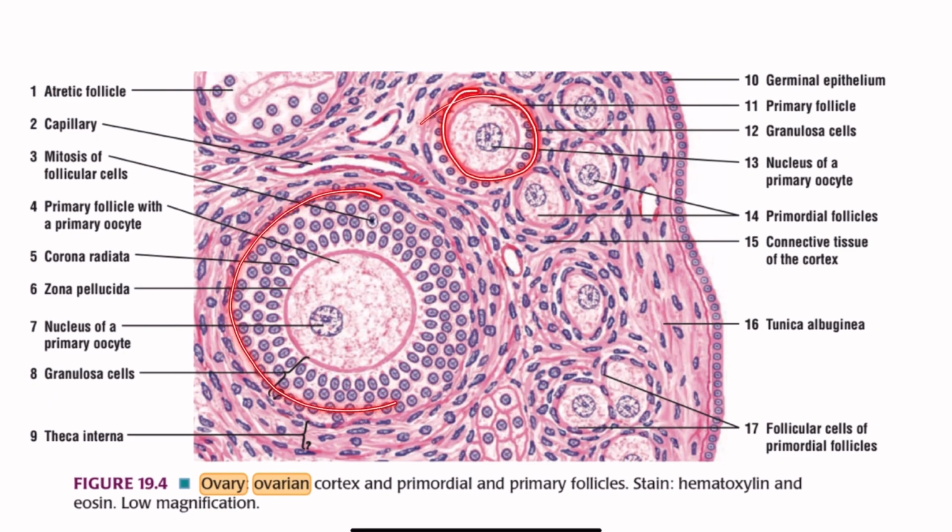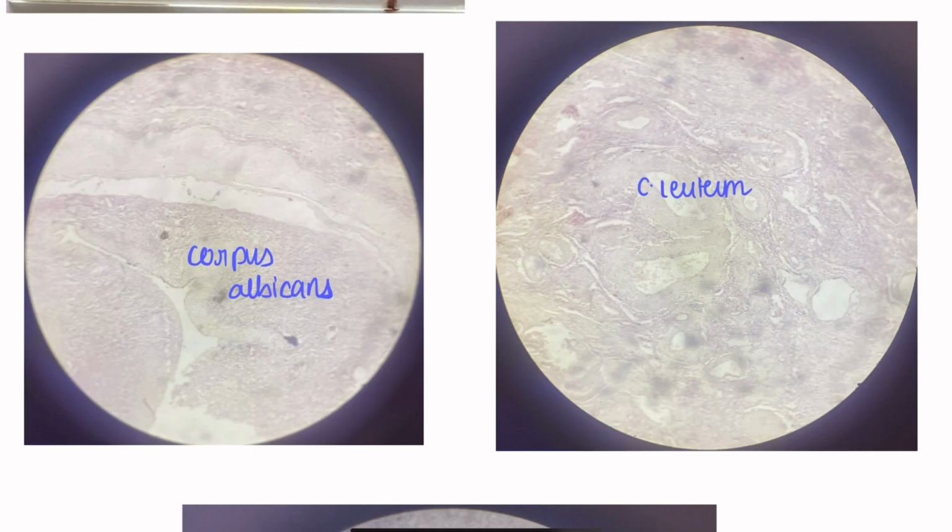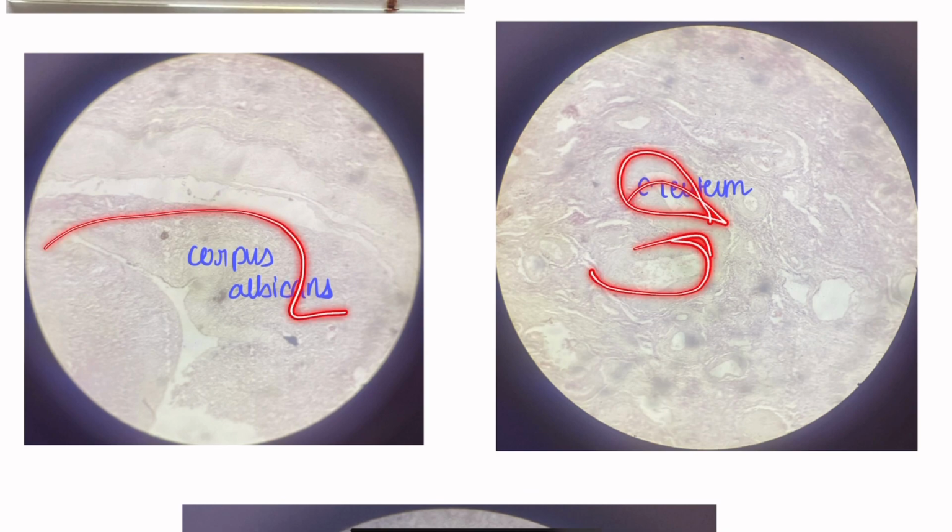Primary follicle, this is also another primary follicle. In the slide of ovary, secondary follicle and tertiary follicle, which is also known as Graafian follicle, can also be appreciated. This is atretic follicle, which is undergoing degeneration. You can also appreciate various capillaries. When we focused the slide on 10x, you can appreciate the corpus luteum, corpus albicans.